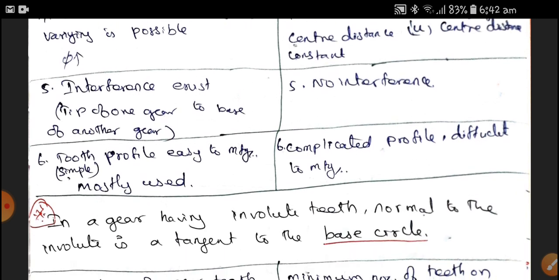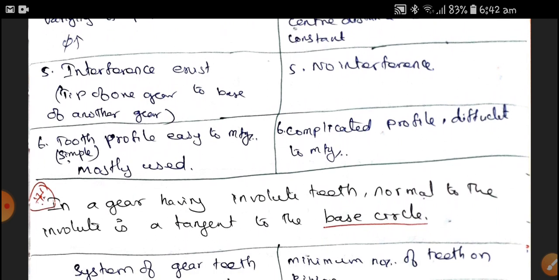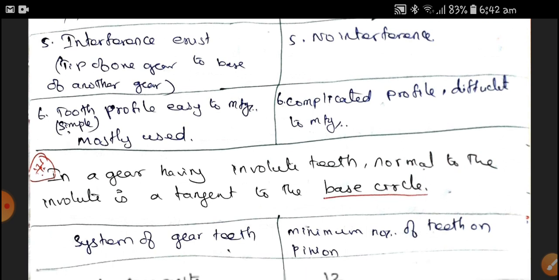Next, the tooth profile of an involute can be manufactured very easily and in the simplest manner, and it is the most commonly used profile also, whereas manufacturing a cycloidal gear is a bit complicated and difficult. Here you have an important thing, that in a gear having involute teeth, the common normal to the involute is the tangent to the base circle. Therefore, the law of gearing is 100% satisfied in the involute gear, whereas in the cycloidal gears it is not possible.